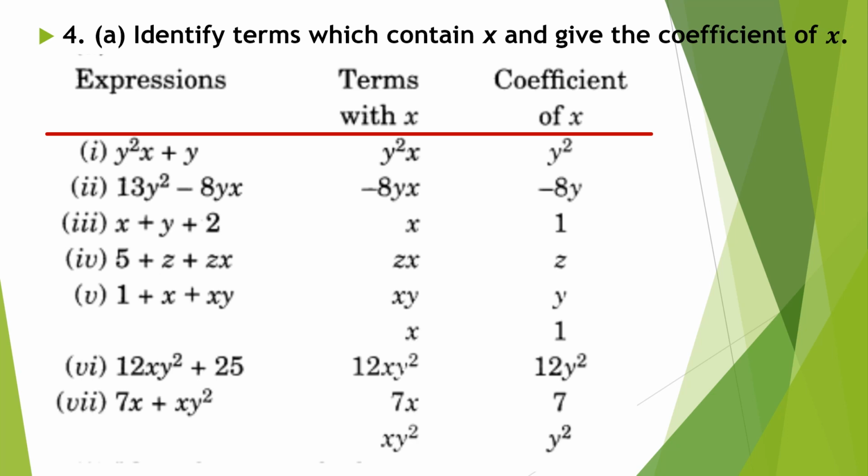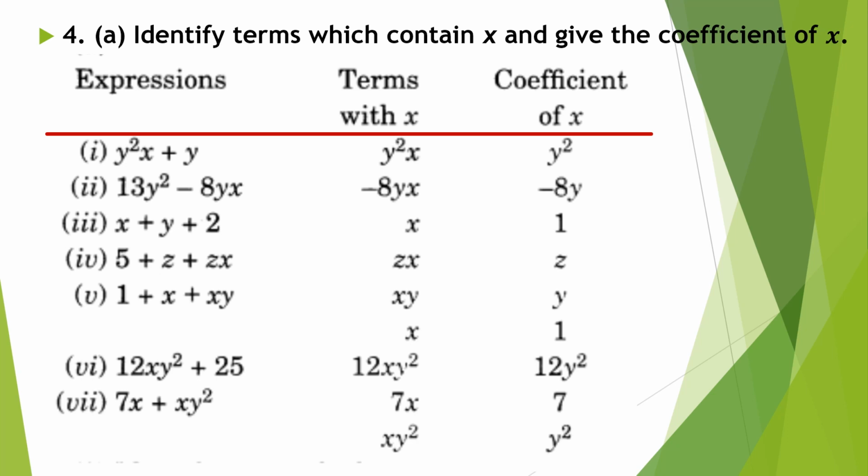Children, always make 3 columns, one for expressions, terms with x and coefficient of x. There are 2 terms in the expression, but we are considering only terms with x. So we have only one term, which is y square x. And here it is asking coefficient of x. That means you can cover x, then what is remaining? Y square only. So the coefficient is y square.